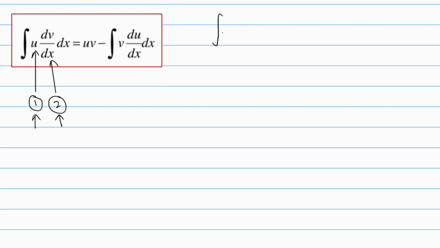Consider the integrand x e^x dx. So here we must consider x as u, the function u, and e to the power x as the function dv by dx. So with that, we get u is equal to x. So du by dx, which we will be needing later on, is equal to 1.